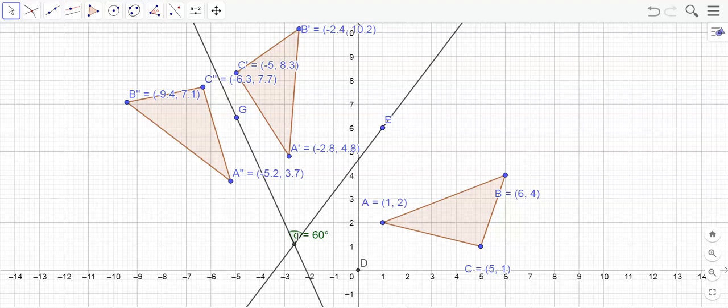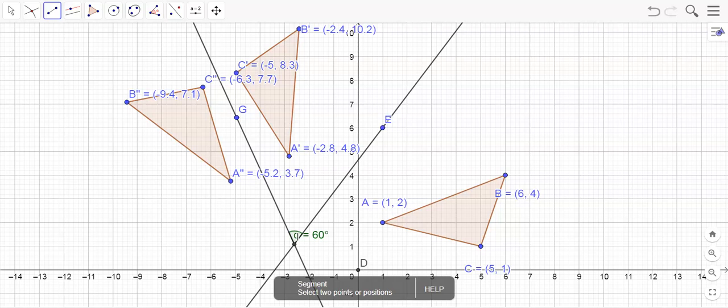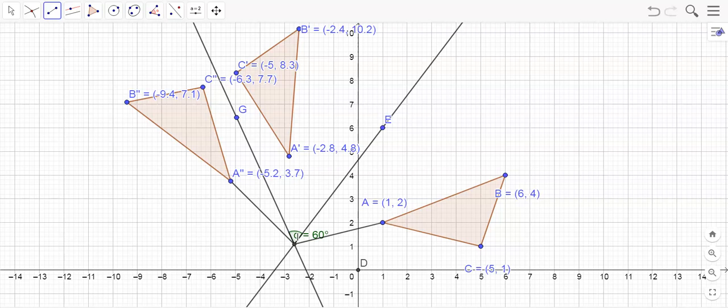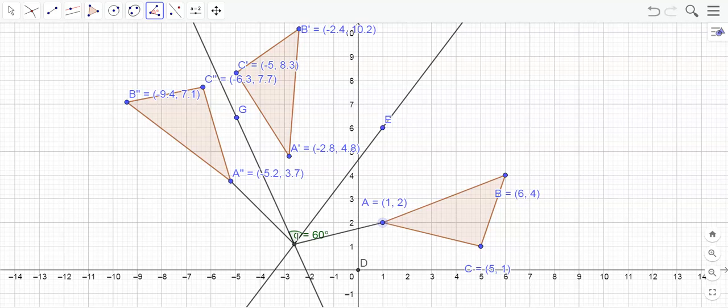What really matters is, did this thing rotate around that point 60 degrees? Well, there's only one way to test. And let me show you how I can test. I'm going to create a couple segments from here to there. So this is where A started. Then A is going to rotate to here. And now I want to measure this big angle. Hopefully it's double the 60. So measure the angle from here to here to there.